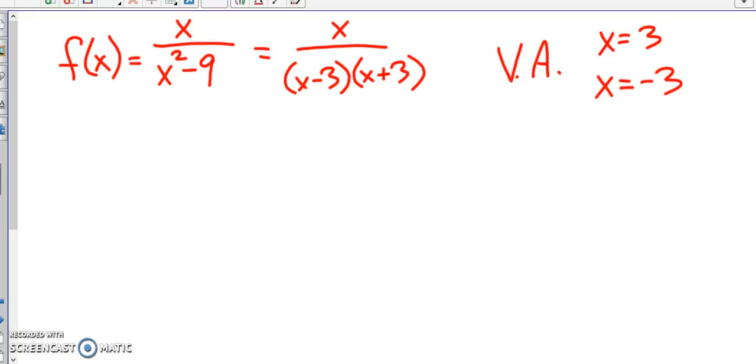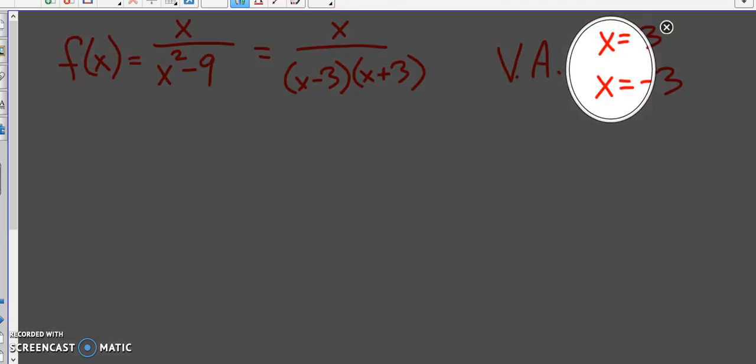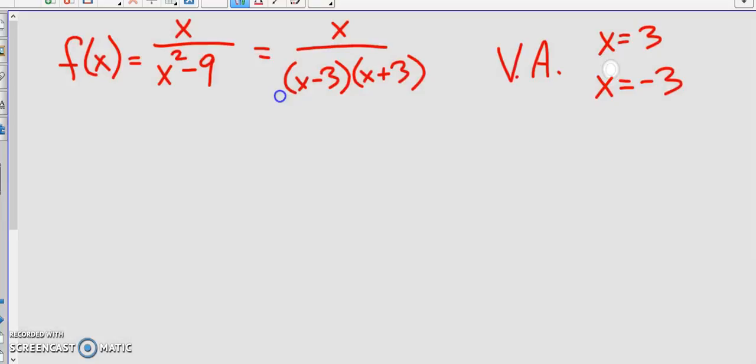So, and I will be extremely picky about this piece right here. Okay? Don't just write 3 and -3 for vertical asymptotes. They're lines. 3 and -3 are numbers. They have to have equations. And so I will be extremely picky to look for x equals 3 and x equals -3 in this case.